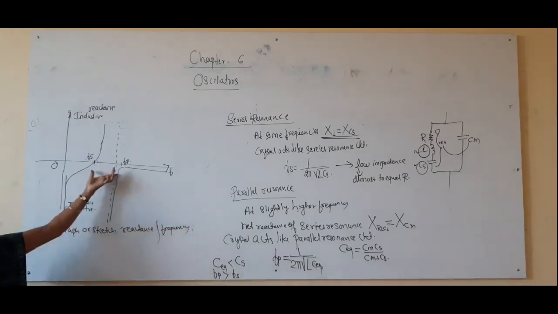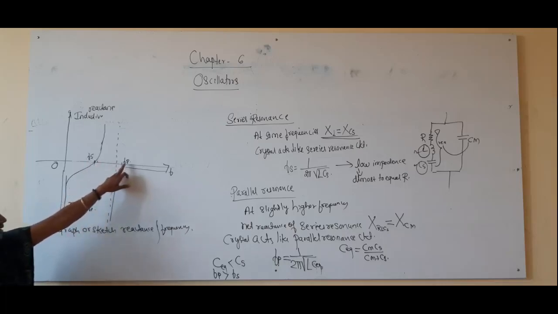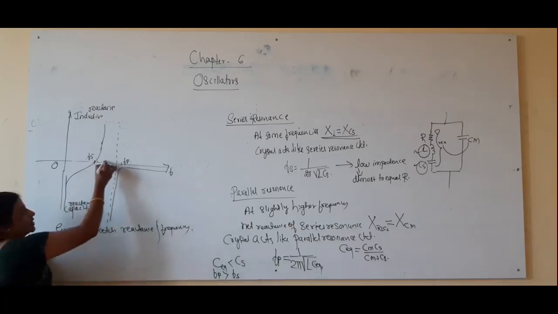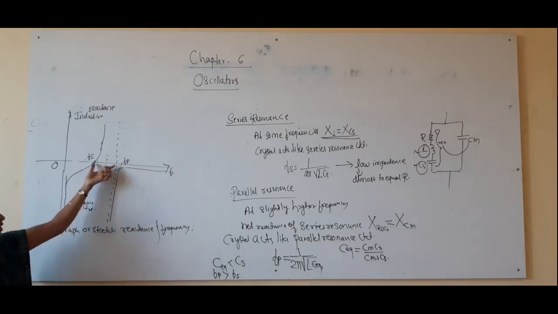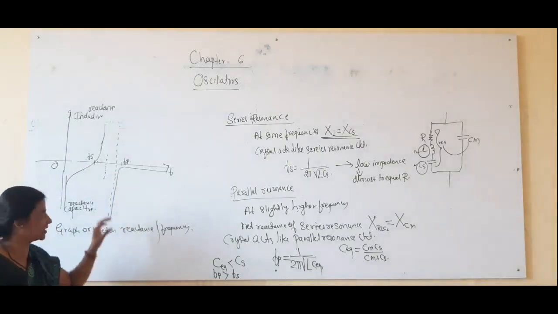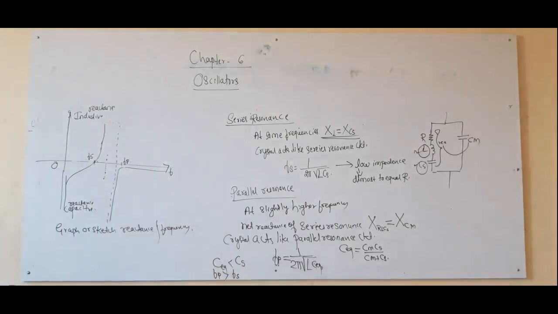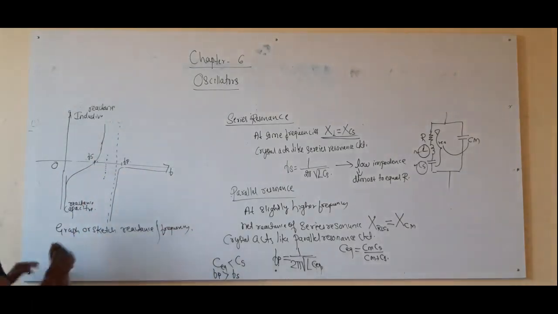From this graph, it indicates that FP is always greater than FS, so our crystal oscillates, whenever it is connected in an oscillator circuit, in between these two. The frequency of the oscillator circuit lies within the range of FS and FP. So this is about the crystal oscillator circuit.